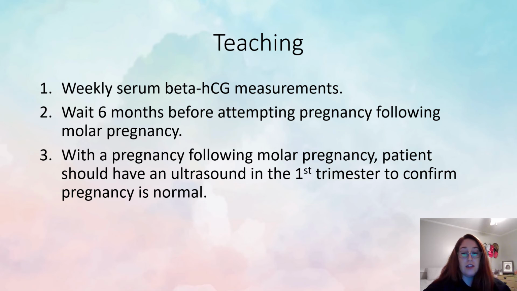And then once those have been obtained, we would do every month for 6 months to make sure that those don't spike back up. Also, we'll tell the patient to wait 6 months before attempting pregnancy again following the molar pregnancy, because we want to avoid confusion as to what is causing the elevated beta-HCG levels. Is it from the new pregnancy or occurrence of the choriocarcinoma, which would spike up the HCG levels as well.